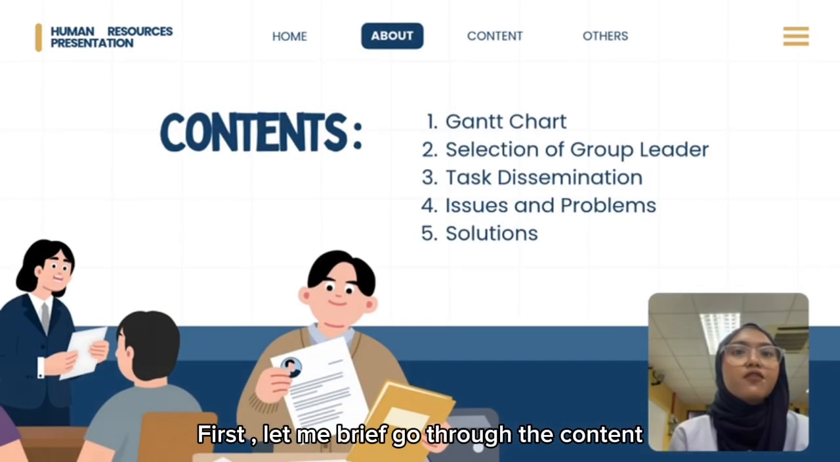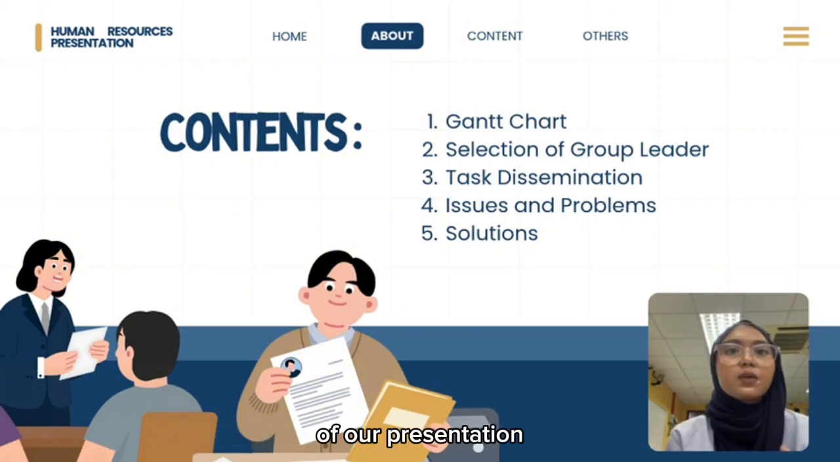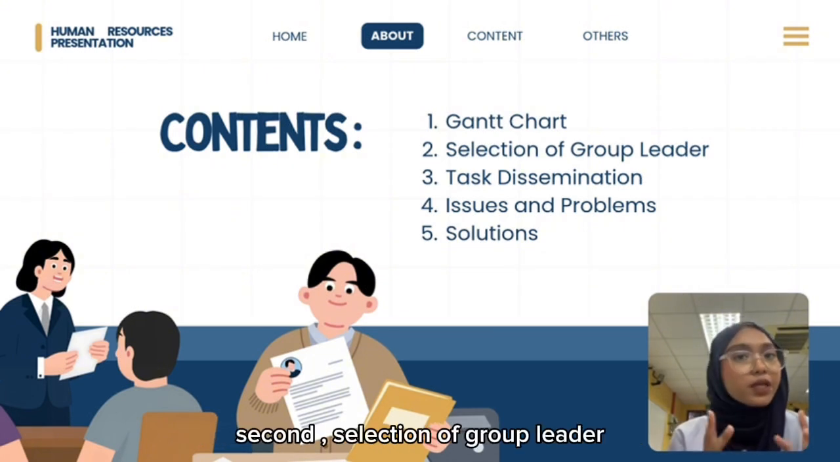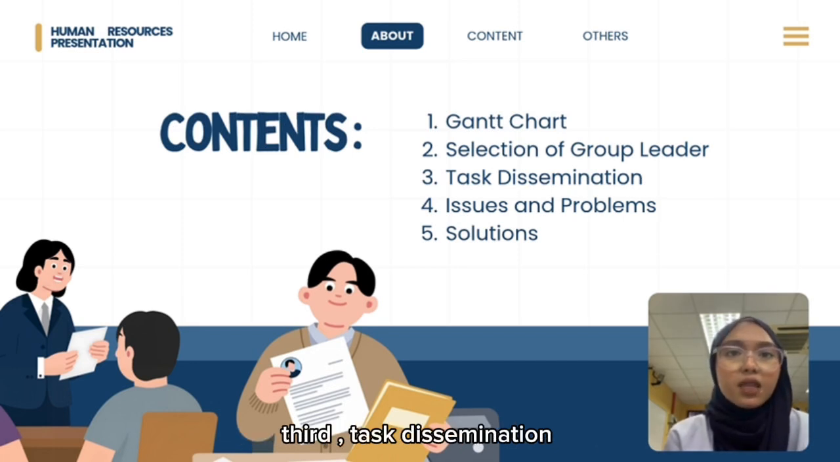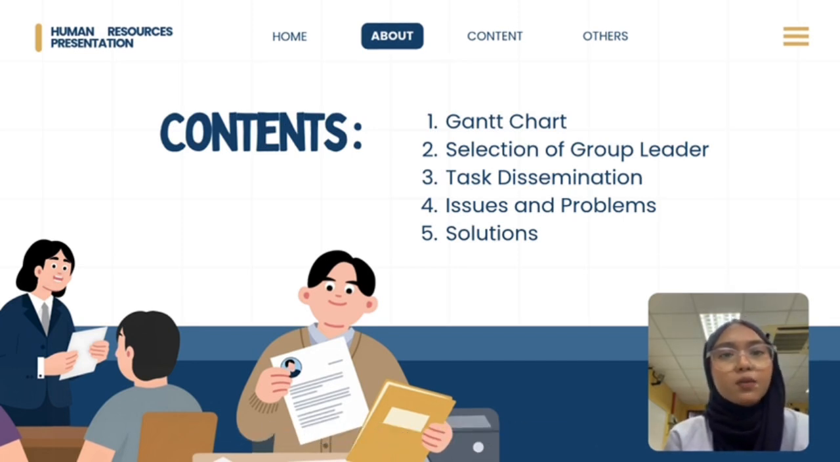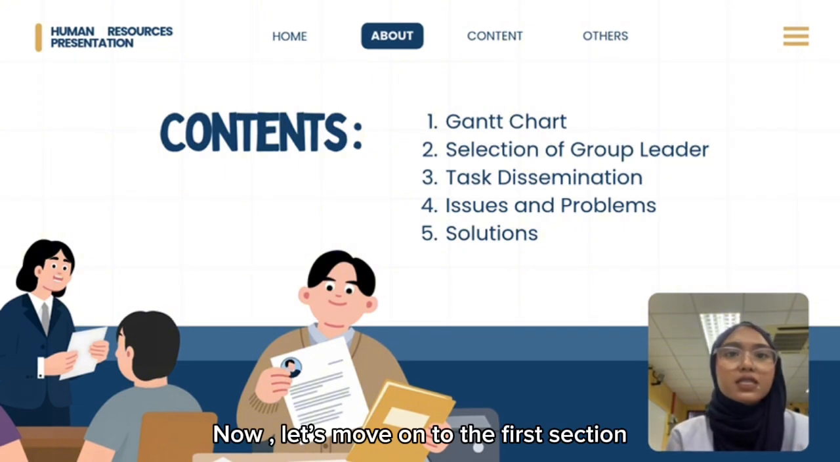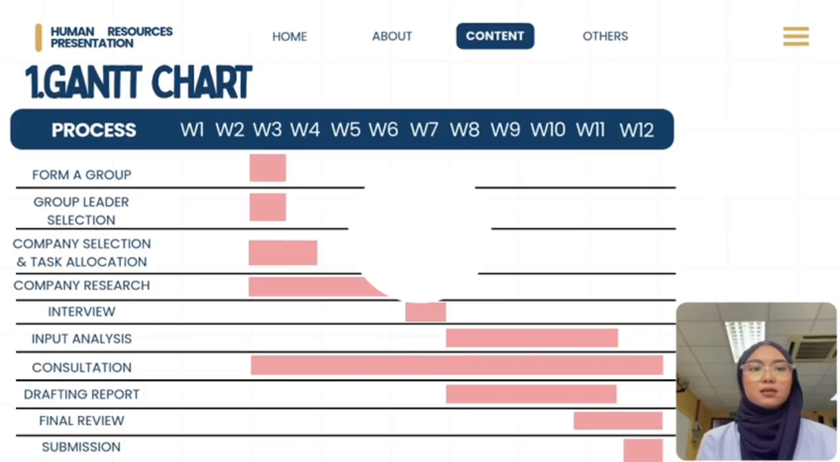First, let me briefly go through the content of our presentation. First, Gantt chart. Second, selection of group leader. Third, task dissemination. Fourth, issues and problem. And lastly, solution. Now, let's move on to the first section, which is the Gantt chart.